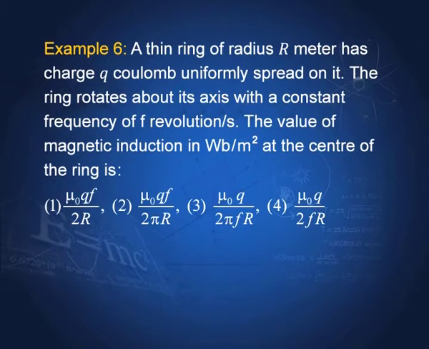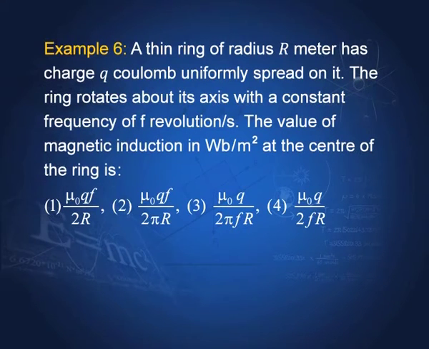A thin ring of radius r meter has charge q coulombs uniformly spread on it. So, we have a ring on which there is a charge q spread uniformly along the ring. The ring rotates about its axis with a constant frequency f revolutions per second. The value of magnetic induction at the center of the ring: the motion of the loop is equivalent to a current, and if there is a current, then at the center there is a magnetic field. So, we have to find the magnetic field.